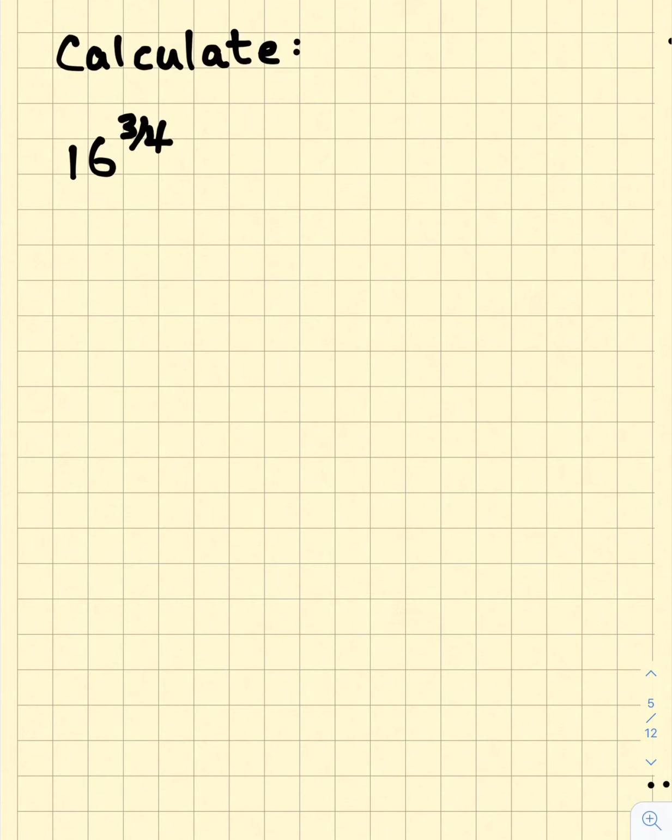Moving forward, calculate 16 to the power of 3/4. So with fractional powers like this, we always split the fraction into a root and a power and then do them in that order. The root first and then the power. So we're going to split the fraction.